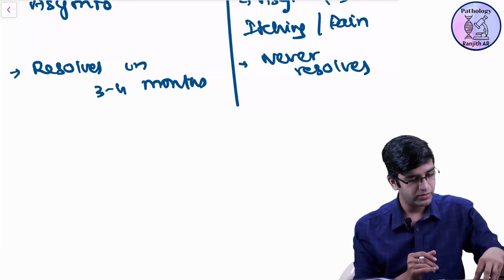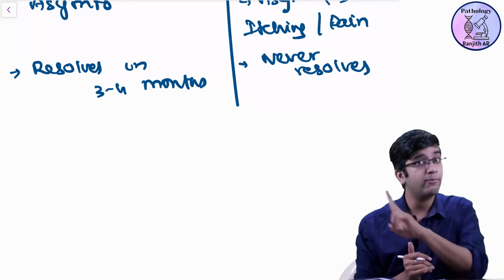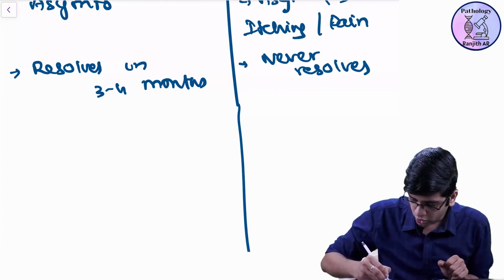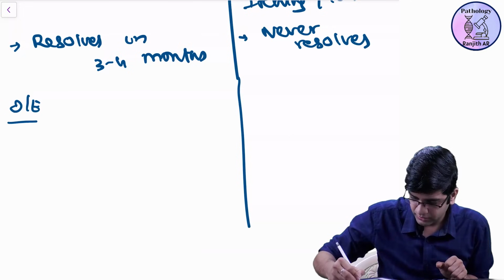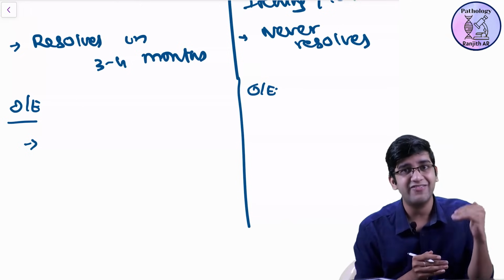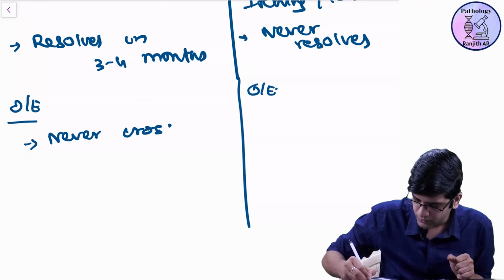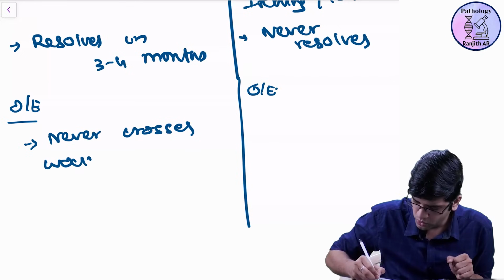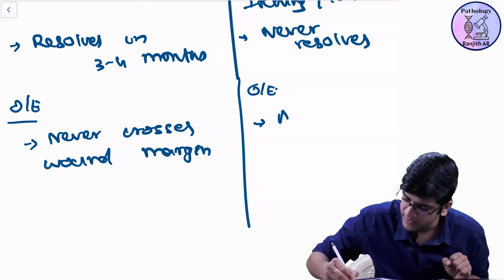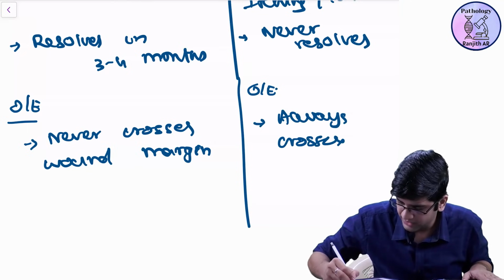So how do I differentiate? By examining the patient. I'm not going to differentiate by microscopy. I'm repeating, it's totally a clinical difference. On examination is the final say. The best thing to say is, a hypertrophic scar will never cross the wound margin. A keloid almost always crosses the wound margin.